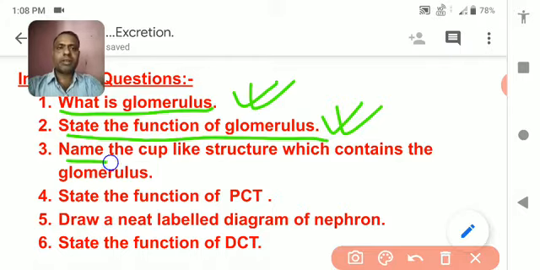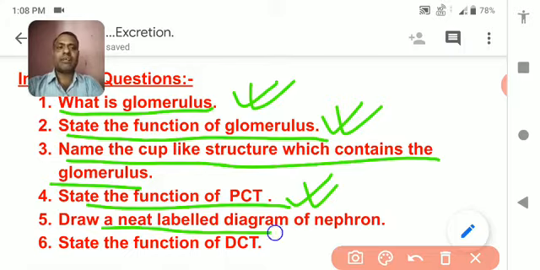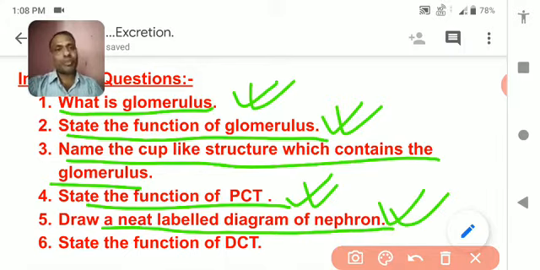Next, name the cup-like structure which contains the glomerulus. Bowman's capsule, isn't it? State the function of PCT. The function is already given above. Draw a neat labelled diagram of the nephron. Obviously, you have to draw it by yourself. The drawing that I have given in the notes is very easy. You can draw from there, because in your book it is very complicated. Okay. Now state the function of DCT. It has also been explained by me.